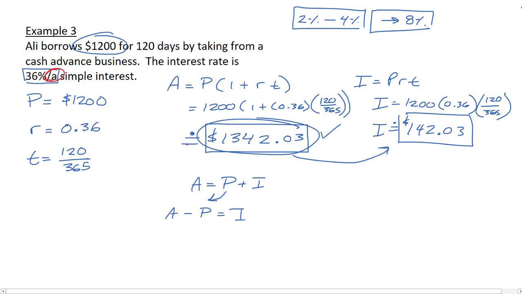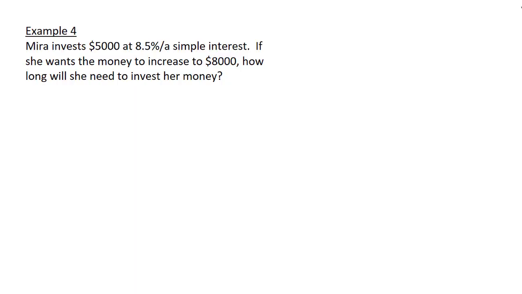Okay, one more final example here. All right, so this last one, Mira is going to invest $5,000. So the principal is the starting amount, $5,000. She's going to invest in the bank. 8.5 is the simple interest rate. So I'm going to use 8.5%, right? But divide it by 100, right? So if we divide that by 100, we get 0.085. Problem is we don't know how much time.